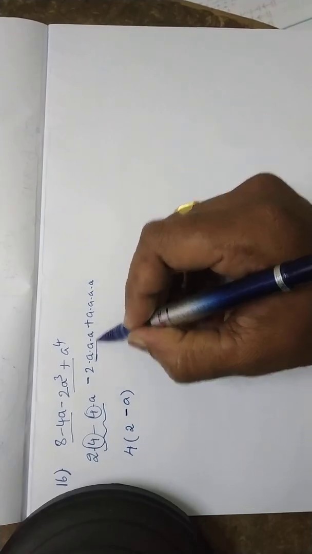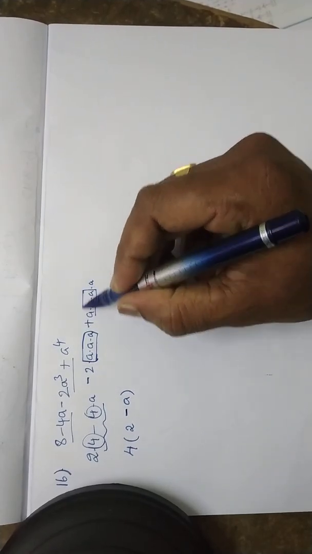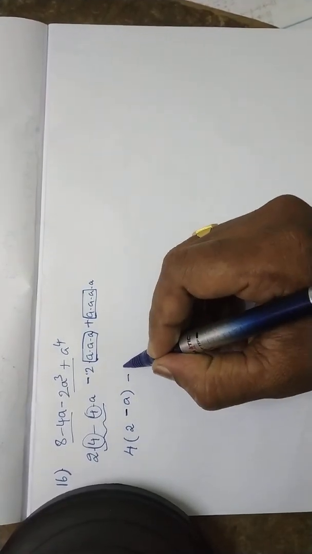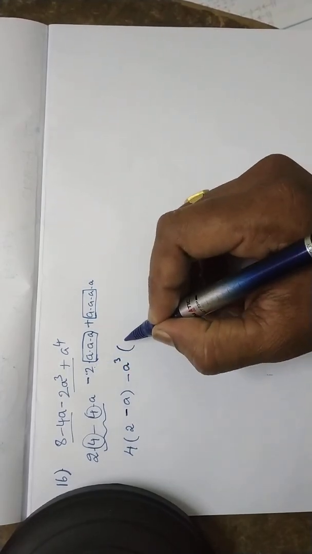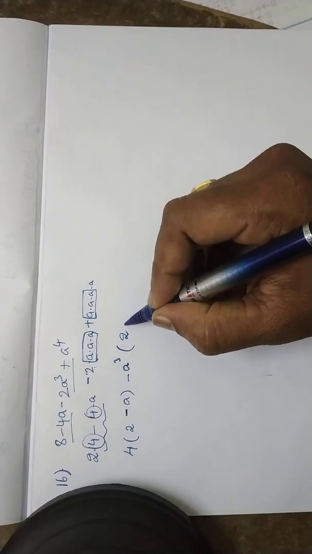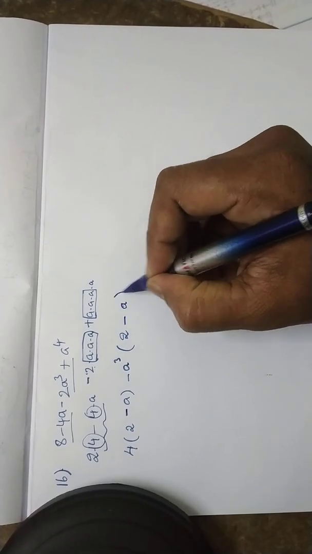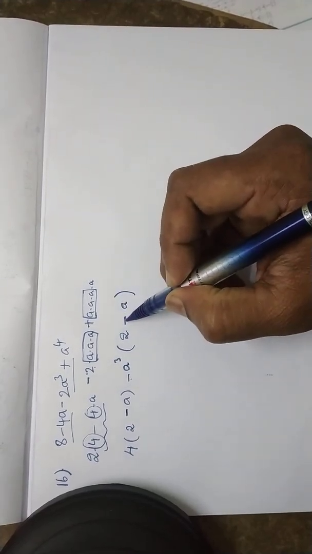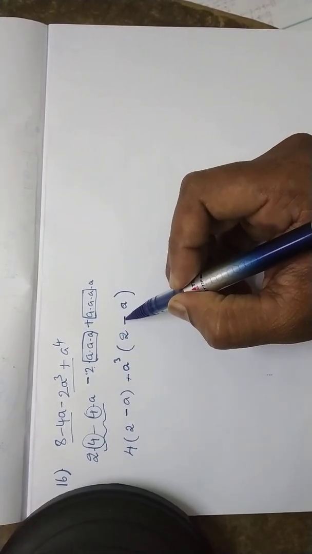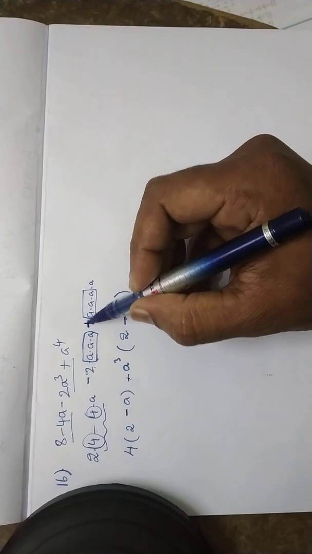And what is the common here? Three A's are common here first of all. So minus A cube. What is left out? 2 is left out, and plus is left out, so write A. Now, in fact, minus into minus equal to plus. If I write plus here, then minus into plus equal to minus. But you have plus here.